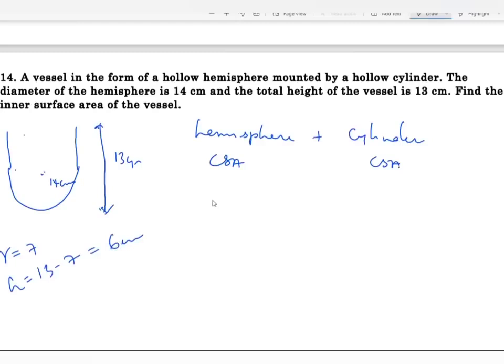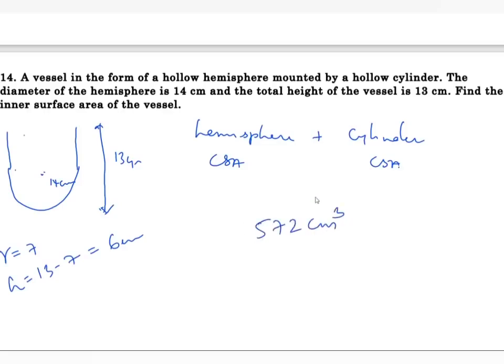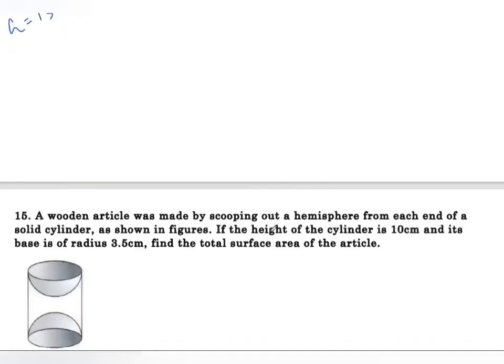will get the answer. Students, you just need to calculate the CSA of hemisphere and CSA of cylinder. Calculate the CSA of hemisphere and CSA of the cylinder and add it, you will get the answer. If you add CSA of hemisphere and CSA of cylinder, we get the answer as 572 centimeter square. So after calculating the surface area, do comment your answers.